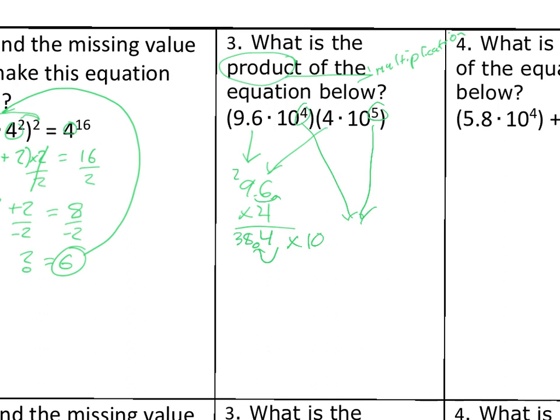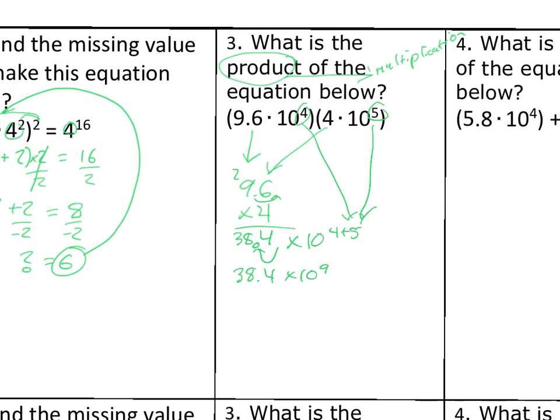I think I heard you say it. Yeah, that was it, right? 4 plus 5. So you're going to add the exponents because they're both inside the parentheses. So let's go and make that adjustment. So we got 38.4 times 10 to the 4 plus 5 is the 9th power.